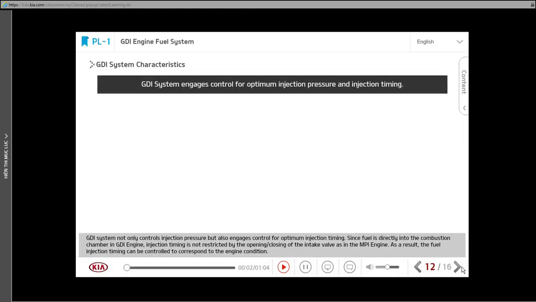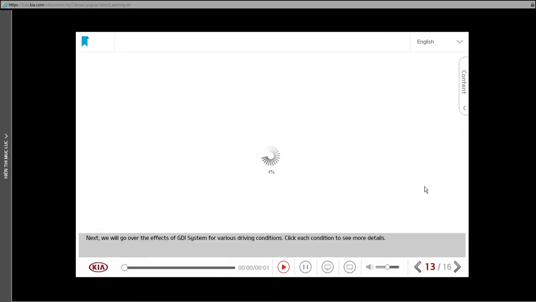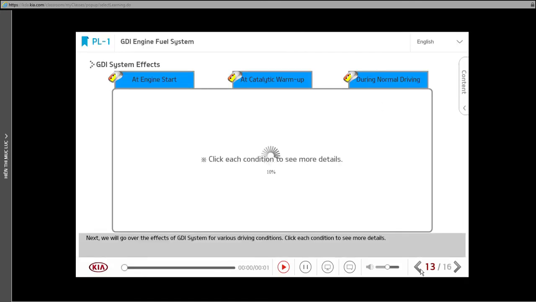GDI system not only controls injection pressure, but also engages control for optimum injection timing. Since fuel is directly injected into the combustion chamber in GDI engine, injection timing is not restricted by the valve opening. Next, we will go over the effects of GDI system for various driving conditions. Click each condition to see more details.